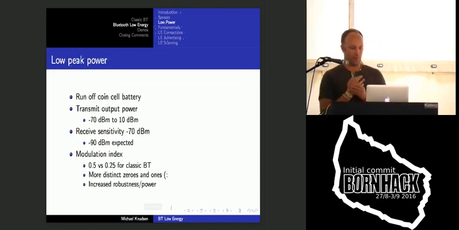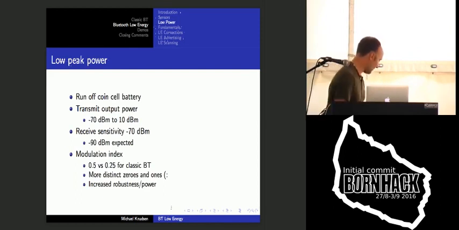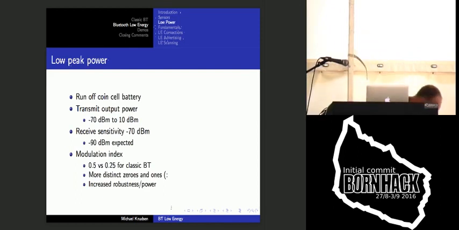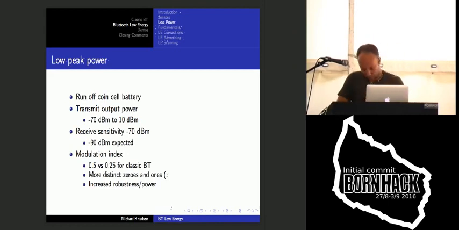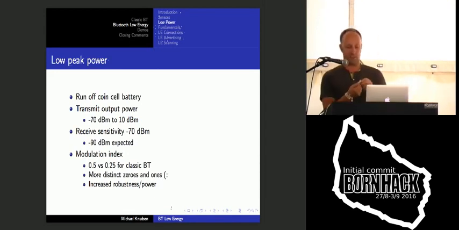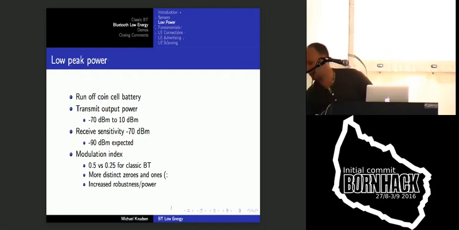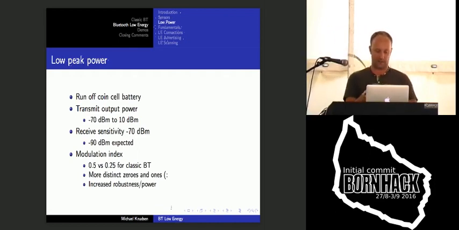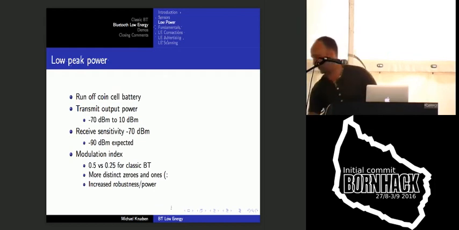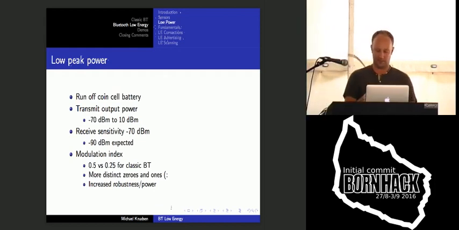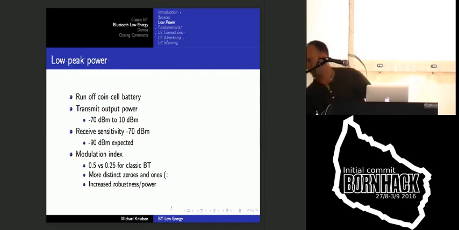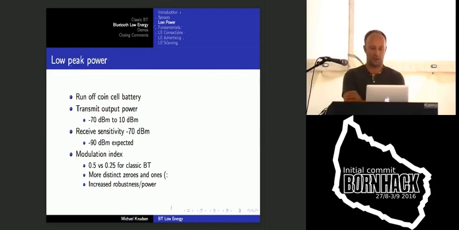So, low peak power. Basically, this is because we would like something to run off a coin cell battery. I have some small tokens here. This is a development board, so this is not a design which is good for marketing. But anyway, these run off a CR2032, and they can run for maybe a year or two. You can use these for various purposes. So these devices run off a coin cell battery for a long period of time.